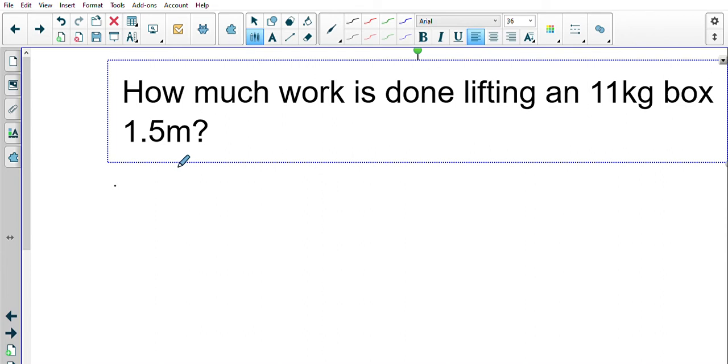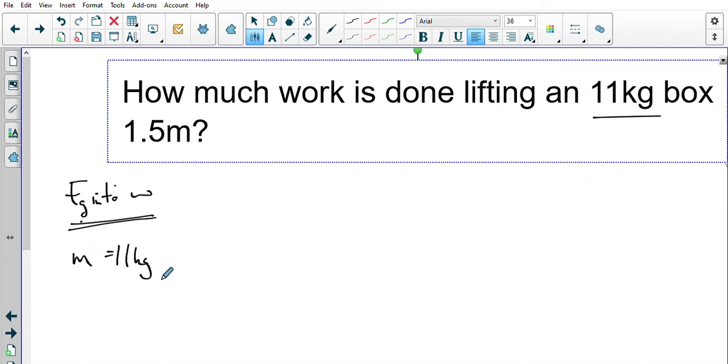All right, so this then brings us into a different situation because now what we're going to do is that we're going to start putting force of gravity into our work equations. All right, so let's deal with this question. How much work is done lifting an 11 kilogram box 1.5 meters? So we have one of our numbers is 11 kilograms, right? Well, what do we measure in kilograms?